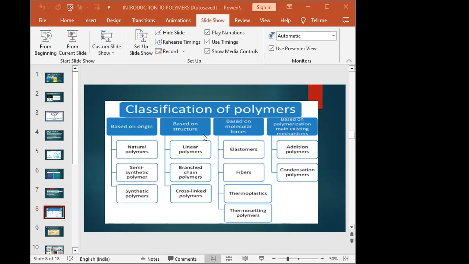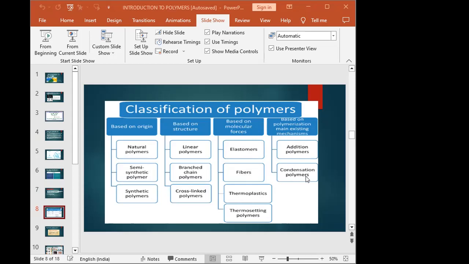A second type of classification is based on the structure of polymer, and on the basis of the structure, we have 3 types of polymer: linear polymer, branched polymer, and cross-linked polymer. The next basis of classification is the molecular forces present in the polymer molecule. On this basis, we have 4 types of polymeric material: elastomers, fibers, thermoplastics, and thermosetting polymers.